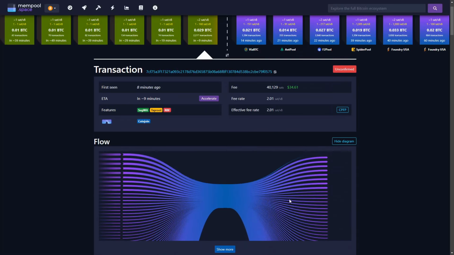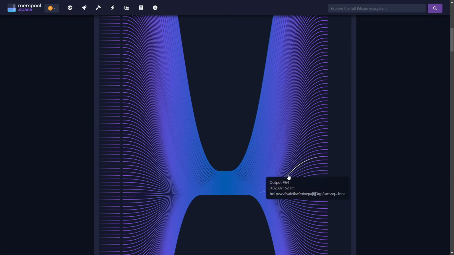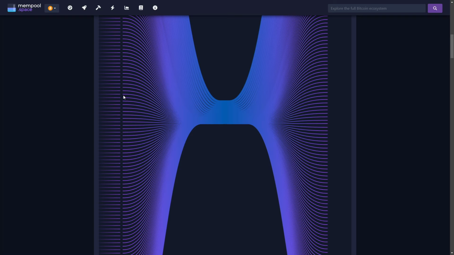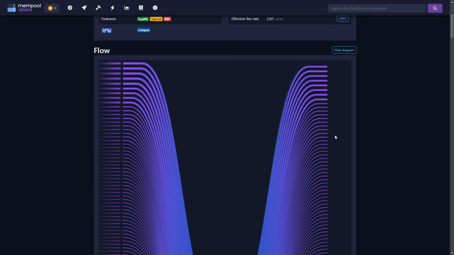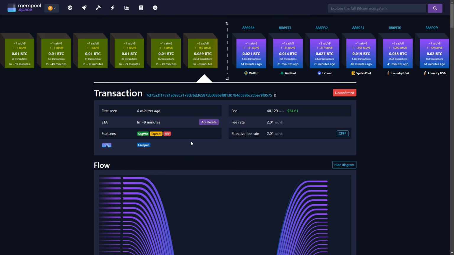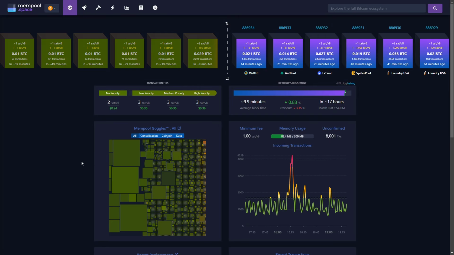And this is all contained within a single transaction, which is pretty incredible. So these are all the inputs from the exchange, and these are all the outputs to the different users that are taking their Bitcoin off the exchange. So let's go back to the main screen here.